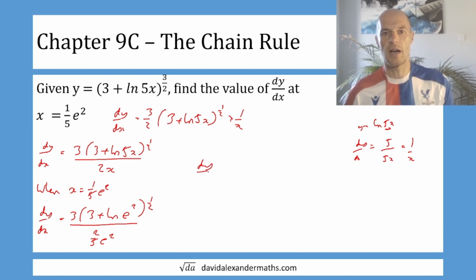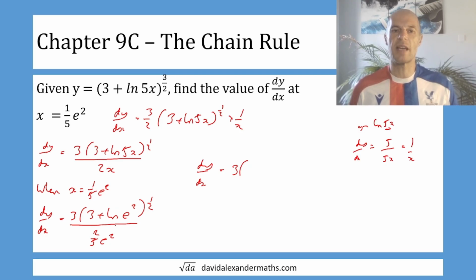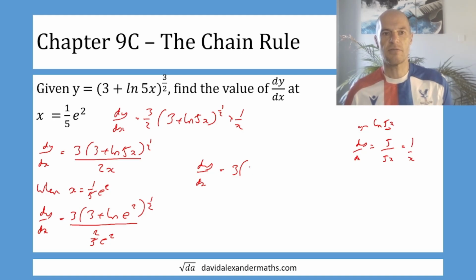So therefore dy by dx is 3 lots of, so this happens quite a lot in questions. The lns and the e's make it seem incredibly difficult, but a lot of the time we can get rid of them when they're together. So that's 3 lots of (3 plus 2) to the power of 1/2 over 2/5 e squared. Now 3 plus 2 is of course 5, so that is 3 times the square root of 5, so I'll put 3 root 5 over 2/5 e squared.